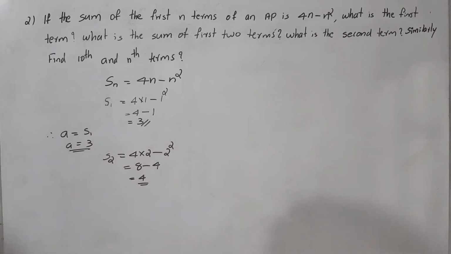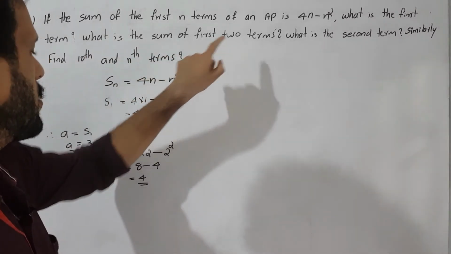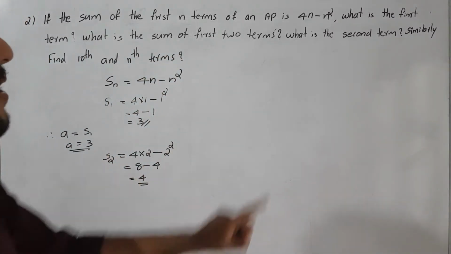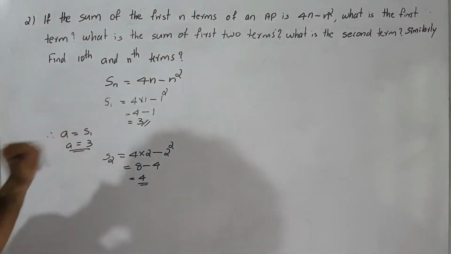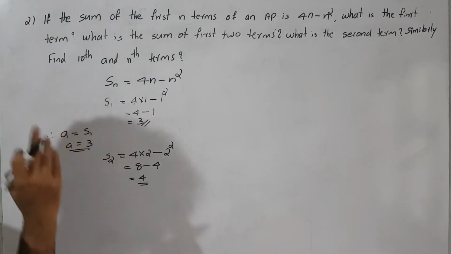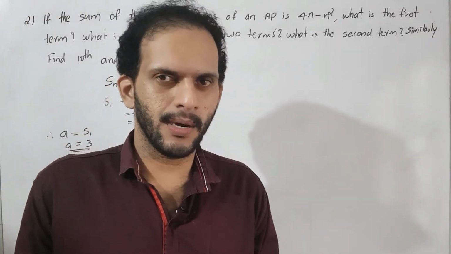Then what is the next question? The second question was, what is the sum of first two terms? The sum of first two terms is equal to 4. Then what is the second term? Now we have got only the sum of the terms. What we have in hand is the sum of terms. So when we get the sum of terms, how do we find the terms?